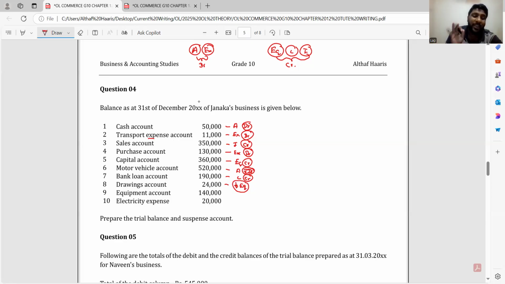So drawings is a reduction of equity. Do not forget it. Reduction of equity, debit. Increase of equity, credit. Decrease of equity, debit. This is an asset account, debit. Electricity expense, expense account, debit.